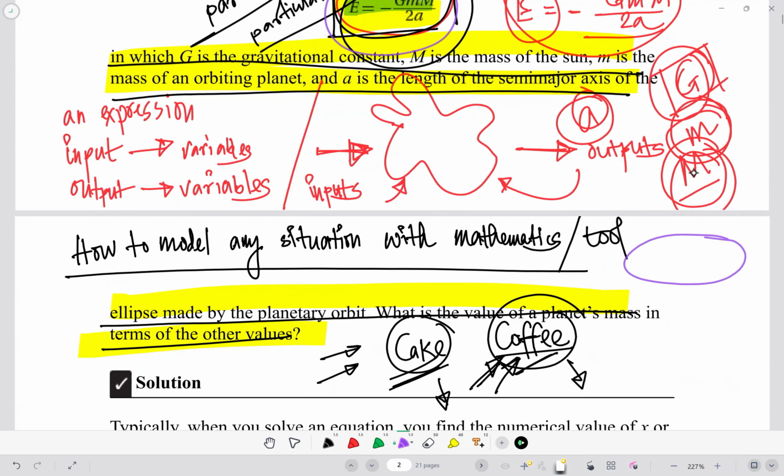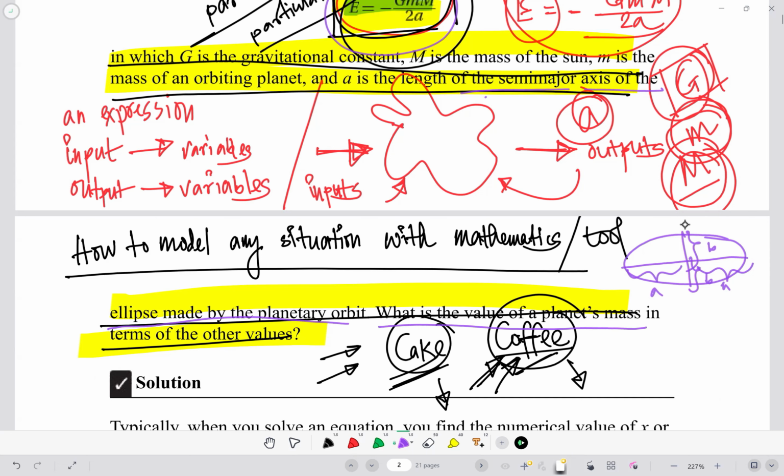Semi-major axis. This is the major axis, this is the minor axis. The semi-major axis is maybe this, and maybe this is the semi-major axis. This is a, and for the other, this is called b. This is the semi-minor axis. We have the major axis, the minor axis, the semi-major axis, and the semi-minor axis. So a is the length of the semi-major axis of the ellipse made by the planetary orbit.